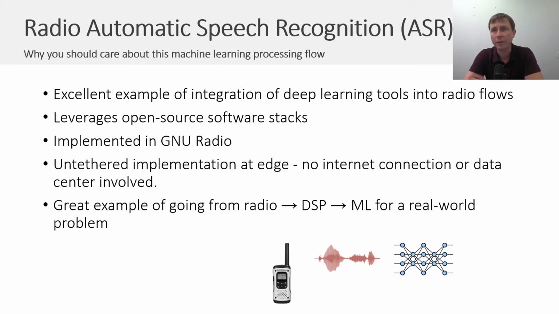And also, it's an untethered implementation. What we mean by that is you're not using an internet connection to send your audio back to a data center or a large GPU in order to do the compute. Everything is happening within the radio. So there's an embedded GPU on the radio that is doing the compute. And just generally, this is a great example of going from radio hardware to digital signal processing to machine learning for a real-world problem. The real-world problem is we have a handheld radio that transmits over the air. The software-defined radio receives it, demodulates it, and sends it to the ASR neural network that's doing the speech to text.